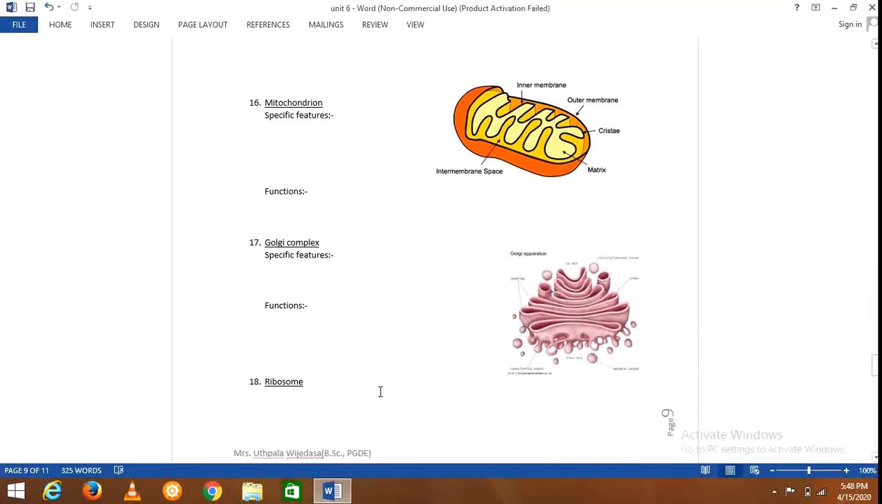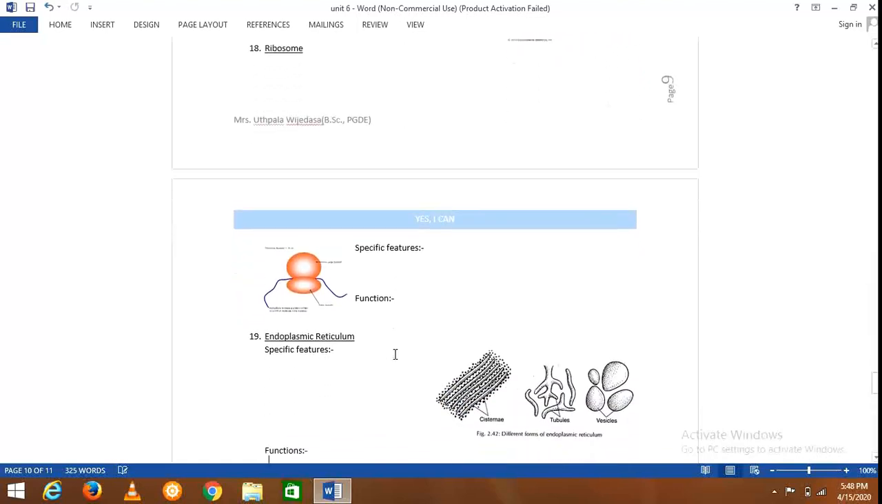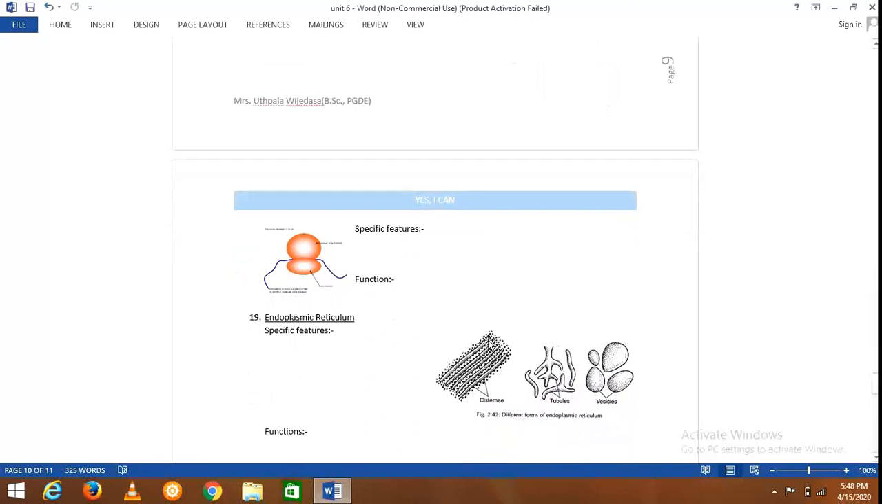Then we'll move on to the ribosome. Remember, ribosome is an organelle without a membrane. It consists of a large subunit as well as a small subunit. These ribosomes may be available freely in the cytoplasm, or they are attached to the endoplasmic reticulum. Here you can see the ribosomes attached to the endoplasmic reticulum. The function of the ribosome is to synthesize proteins.